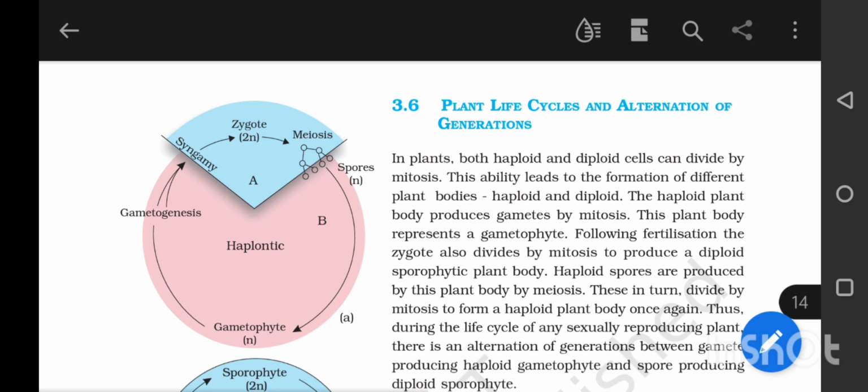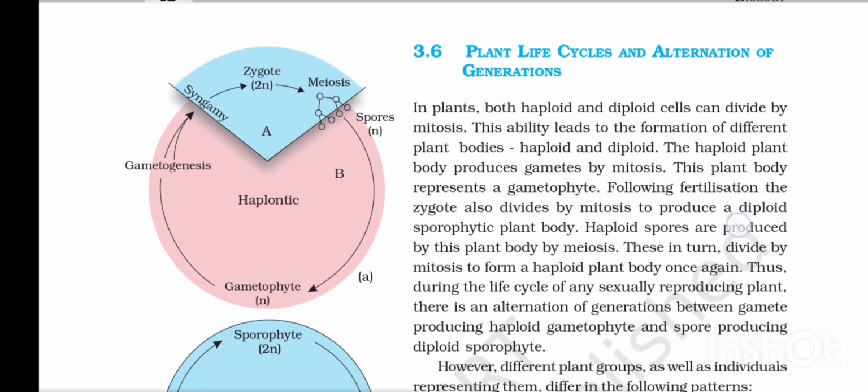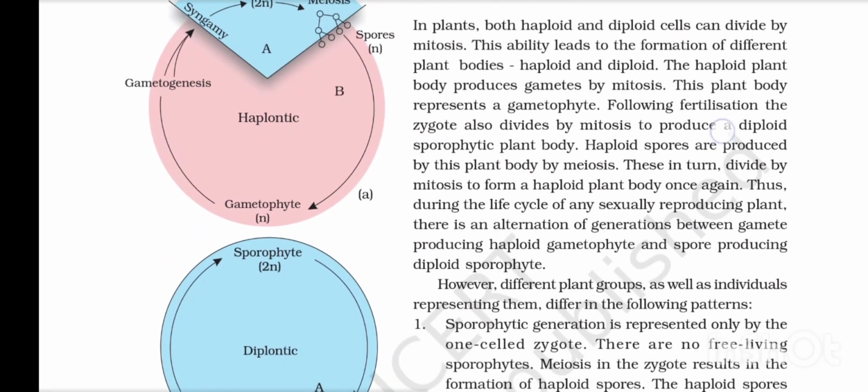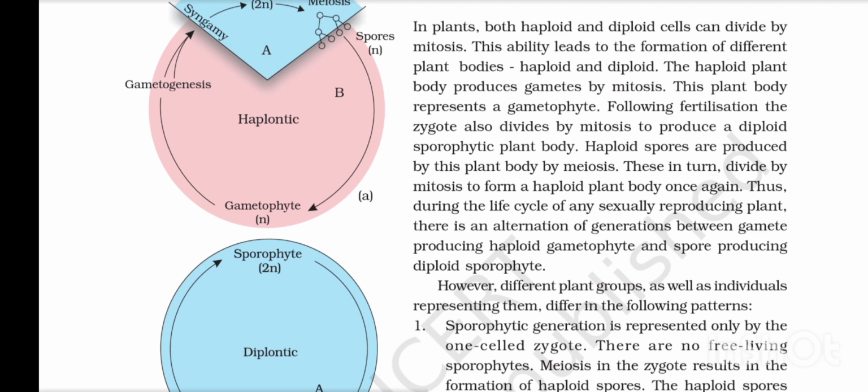3.6 Plant life cycle and alternation of generation. In plants, both haploid and diploid cells can divide by mitosis. This ability leads to the formation of different plant bodies, that is haploid and diploid. The haploid plant body produces gametes by mitosis. This plant body is represented as a gametophyte.